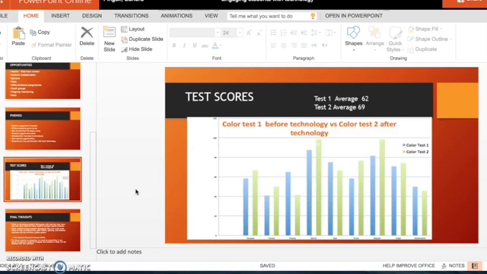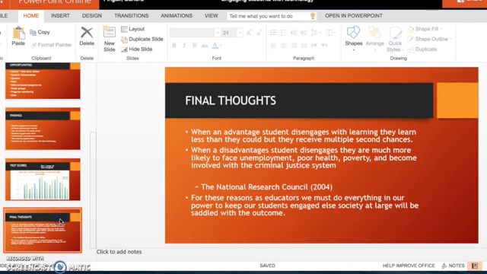The test scores, when you look at them, you can see that when we took the first test and we took the second test, the thing that went in between was the using of the technology, and the average scores went up from 62 on the first test to 69 on the second test. So the technology really is very effective in my classroom.